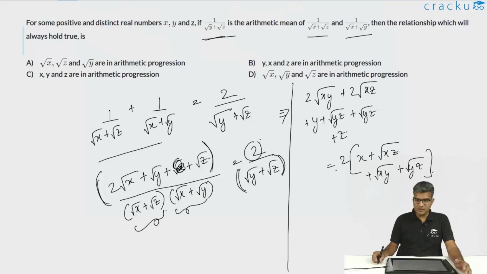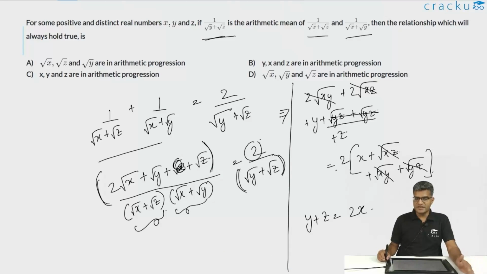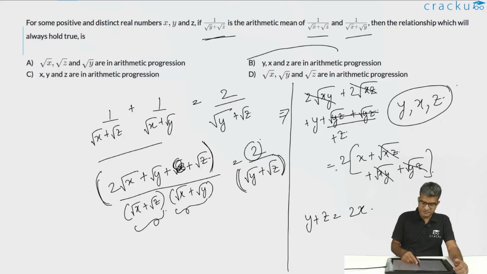Now you will notice that on the left hand side we have 2 times square root of xy, we will cancel this. On the left hand side we have 2 times square root of xz, we will cancel this. We also have square root of yz 2 times, so we will cancel this. So what is the equation we have? We have the equation y plus z is equal to 2 times x. What does this imply? It implies that y, x and z are in an arithmetic progression, which is option B.